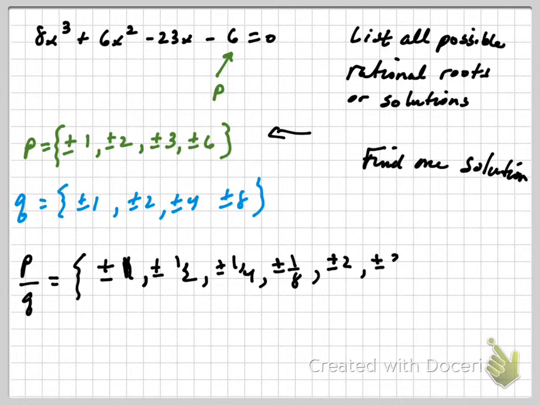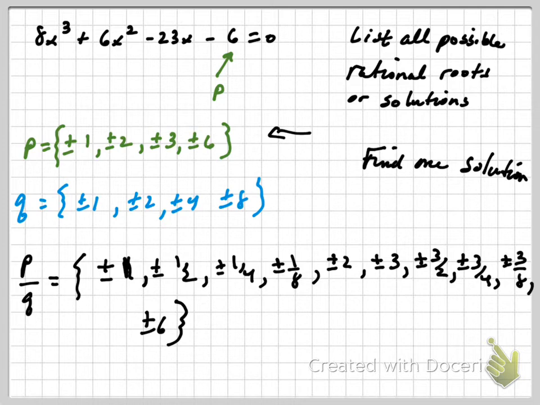However, with 3 over 1, 3 over 2, 3 over 4, and 3 over 8 are all possibilities. But I'm not done yet because I have to do the 6. 6 over 1 is a new one. 6 over 2 is a 3. 6 over 4 is a 3/2. And 6 over 8 is 3/4. So really there's nothing else new. And these are the only numbers that could possibly work.